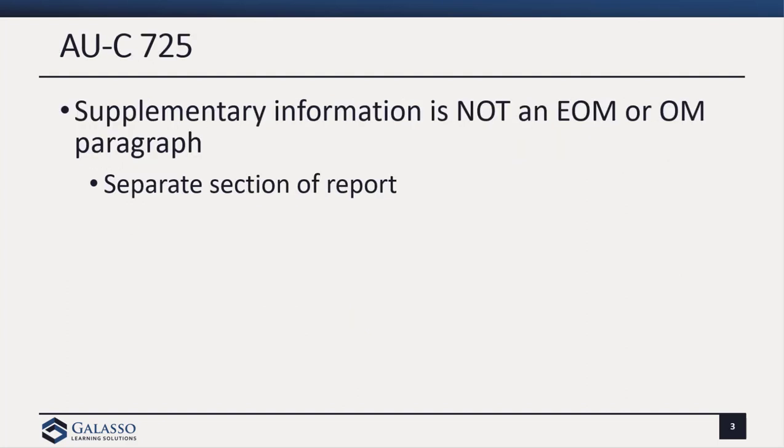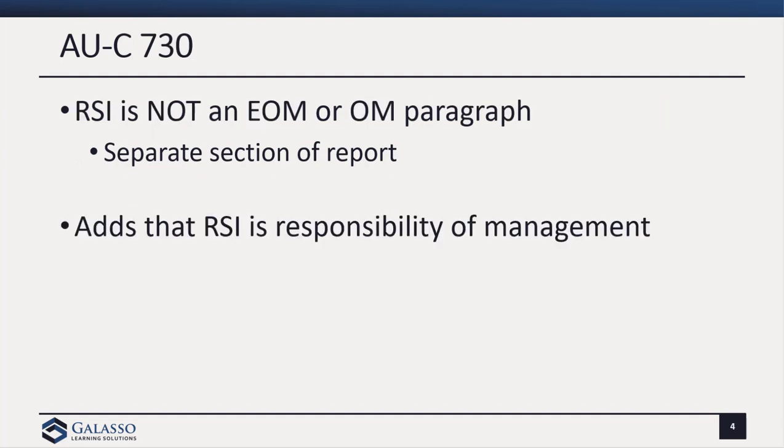So the first thing that AUC section 725 does in this update is just clarify that supplementary information is not an emphasis of matter paragraph or other matter paragraph. It's actually, in fact, a separate section of the report. And this is consistent with the language that's in SAS 137, but kind of clarifying it. It's the same thing for what we had before with going concern, right? Going concern used to be an emphasis paragraph, and now it is a separate section of the report. So supplementary information is getting a little bit of a more narrow definition, and we're really having sections of the report for given topics.